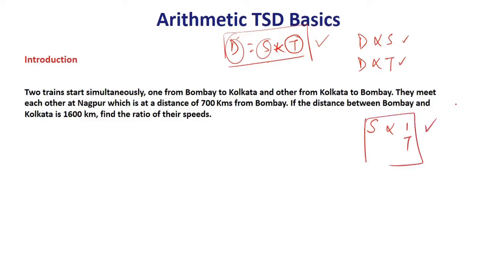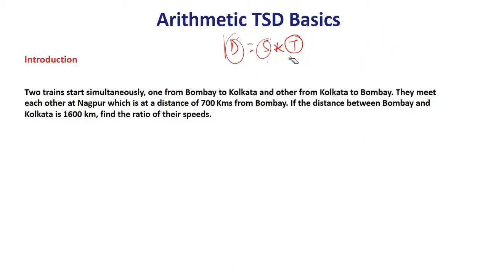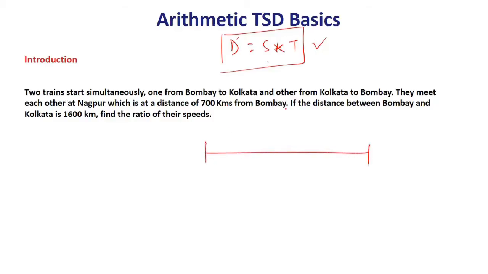So let me show you an application of this very simple thing. Many a times you will get questions in CAT also based on this very simple fact. Let's see a question. Two trains start simultaneously, one from Bombay to Kolkata and the other from Kolkata to Bombay. They meet each other at Nagpur, which is at a distance of 700 kilometers from Bombay. So meeting at Nagpur, this is 700. So the remaining must be 900 because the total distance has been given as 1600. Now what's the ratio of the speeds?